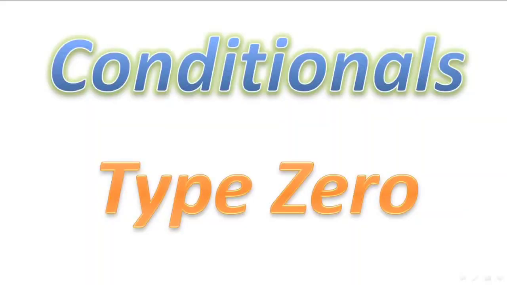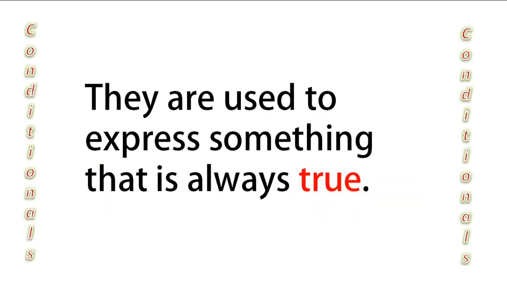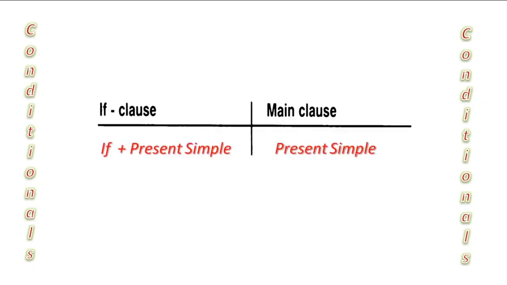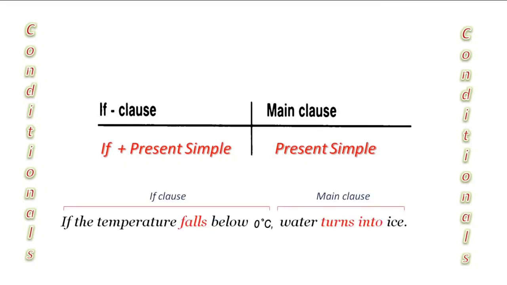In this lesson we will talk about type 0 conditionals. Type 0 conditionals are used to express something that is always true. We can make a zero conditional sentence with two present simple verbs, one in the if clause and one in the main clause. If the temperature falls below 0 degrees, water turns into ice.